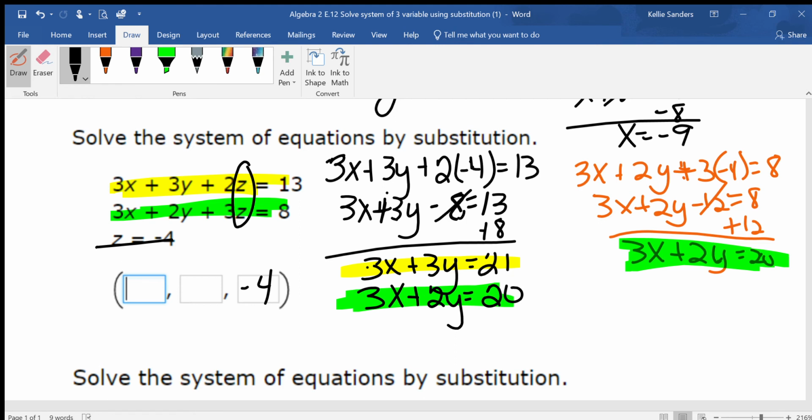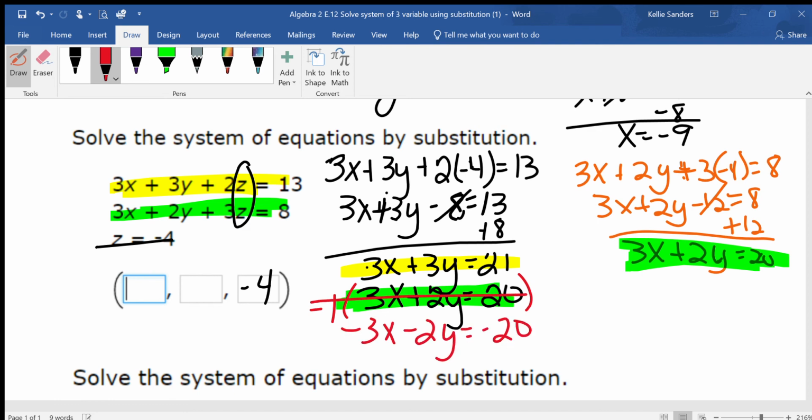The x's, they're both 3's, but 3 plus 3 is 6. I need 3 minus 3 to be 0. Let's multiply this by negative 1. So that changes all of the signs, and that goes away. 3 minus 3 is 0. 3 minus 2 is 1y. And 21 minus 20 is 1. So y is 1.